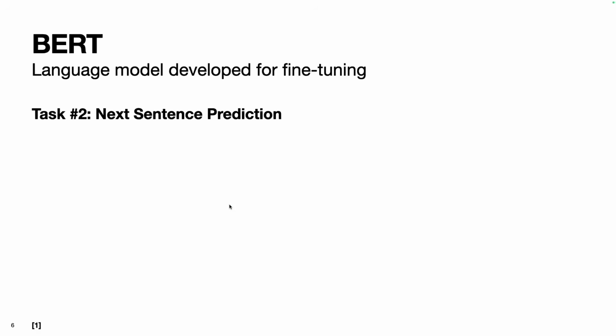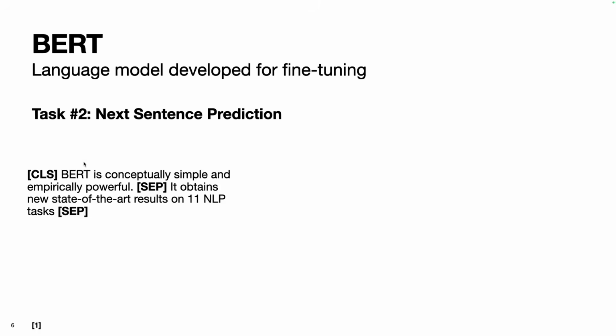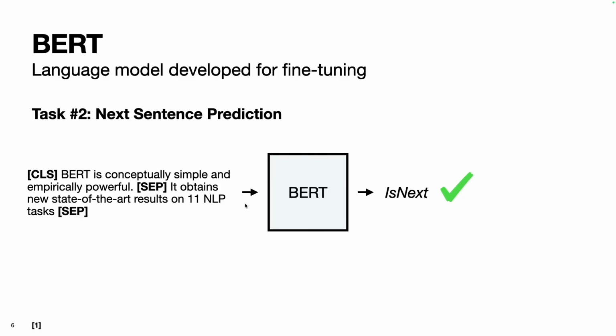But that's not the only thing that BERT was trained on. The second task that it was trained to do is next sentence prediction. What this looks like is given two sentences A and B. So here sentence A is "BERT is conceptually simple and empirically powerful." And then sentence B is "It obtains new state-of-the-art results on 11 NLP tasks." BERT is trained to take sentence pairs like this and output a label of is next or is not next.